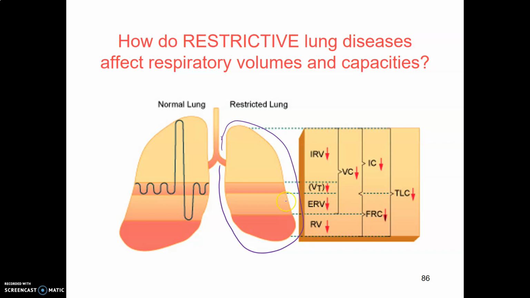Another example could be if you were tackled and you broke a rib. Now, again, that pain due to the fracture would not allow you to take deep breaths in. So that would be another example of restrictive.